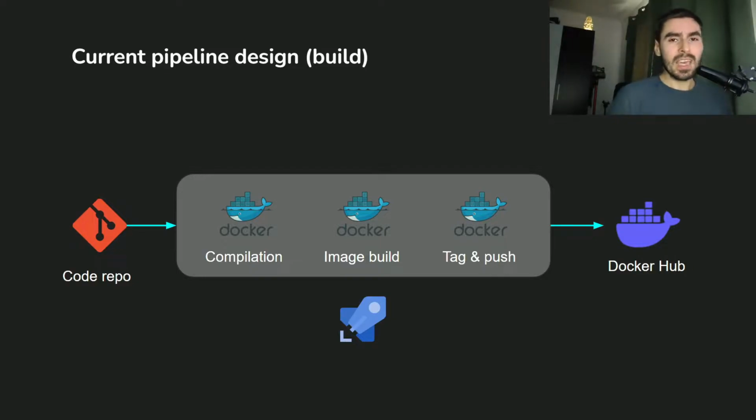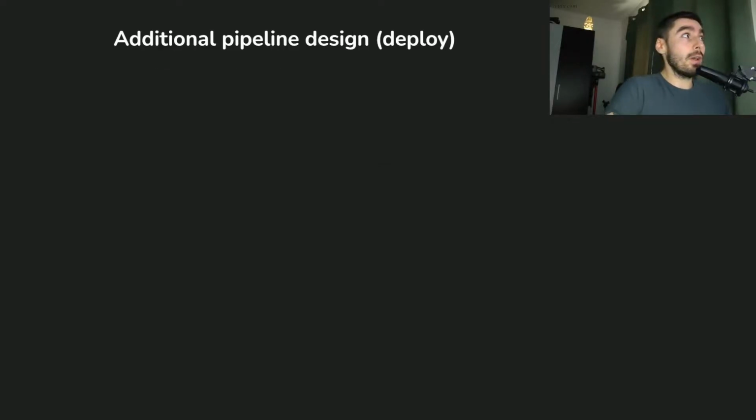Now, having the artifact in Docker Hub doesn't help us a lot. It's not actually deployed anywhere. We can't use it. It's not a running functional application, which is why right now we're trying to deploy this to Kubernetes, and we need to create an additional pipeline, a deploy pipeline.